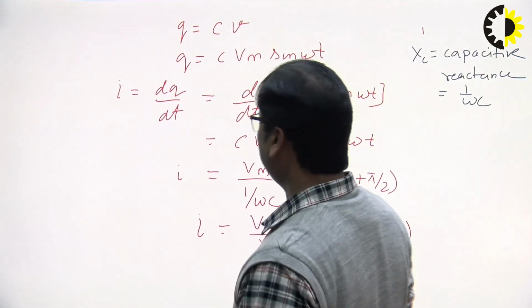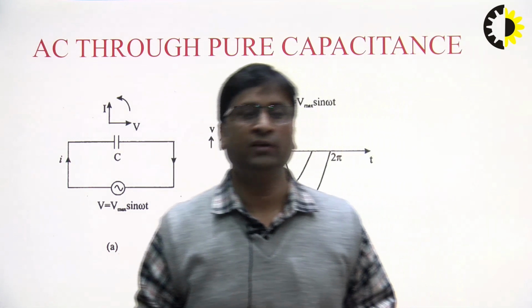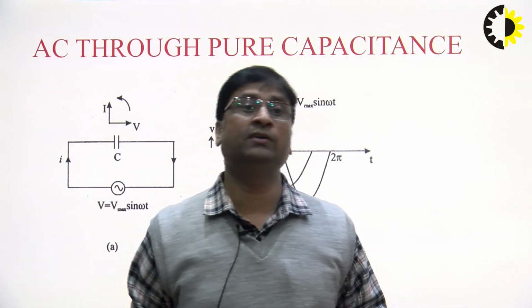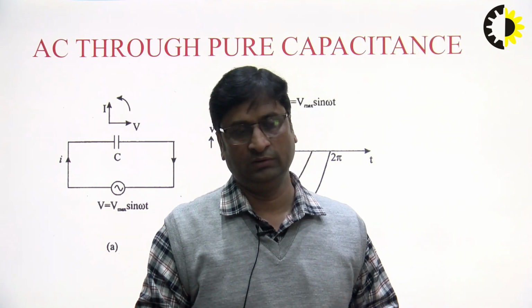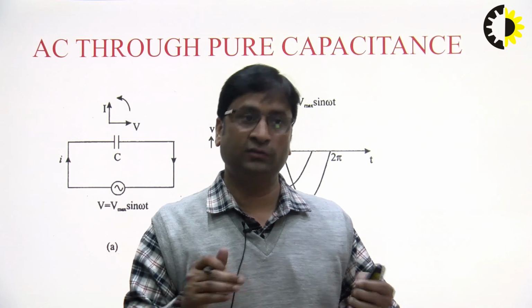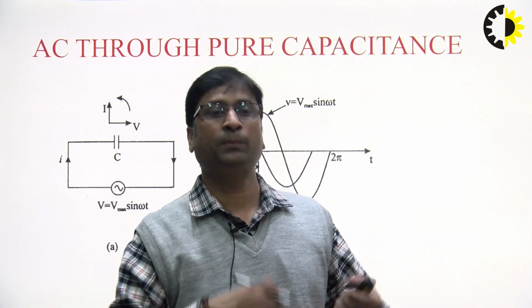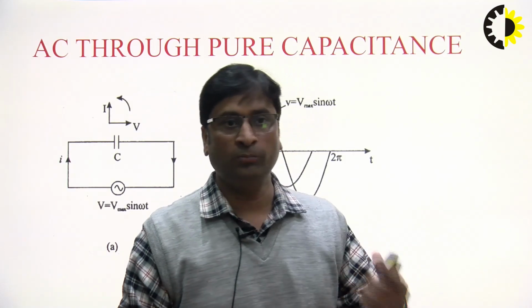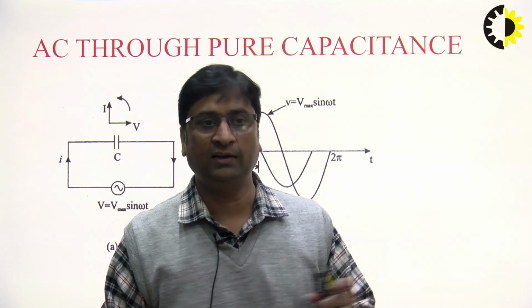So in this lecture we have seen how the circuit behaves when purely resistive, inductive and capacitive elements are connected. This topic is very important to understand when we apply this concept to combinations of circuits like RL circuit, RC circuit and RLC circuits.